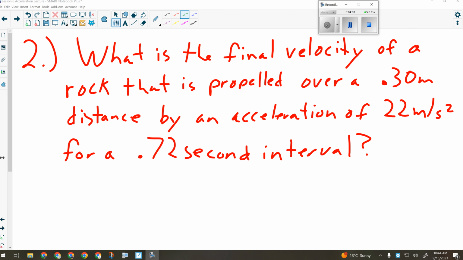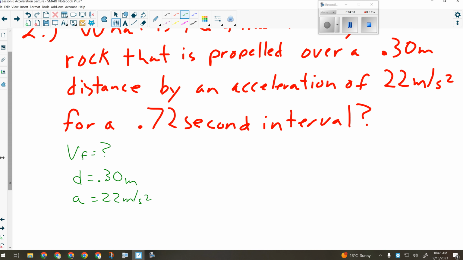Okay, so in this one here, they want us to find the final velocity, so we're looking for VF. And it is propelled over a 0.30 meter distance, by an acceleration of 22 meters per second squared, for a 0.72 second interval. All right, what formula should I use?